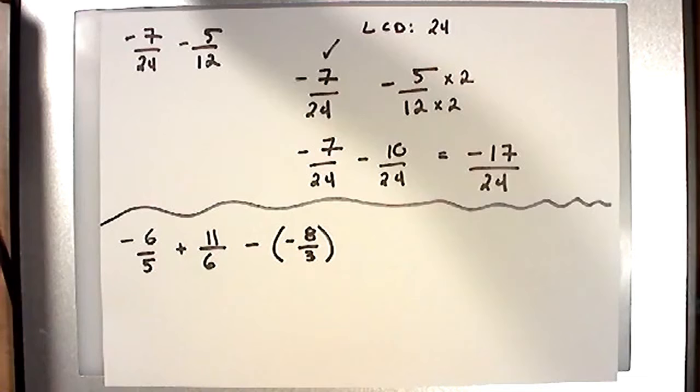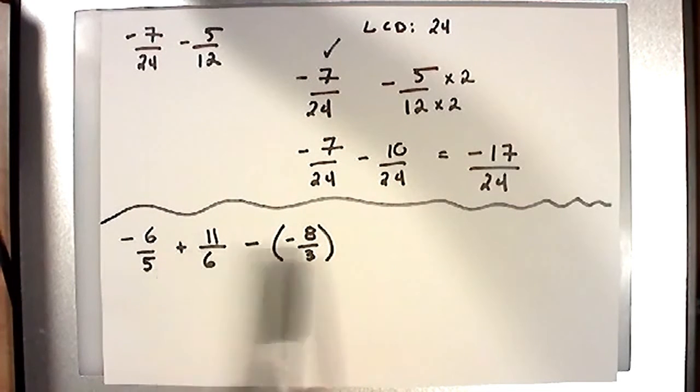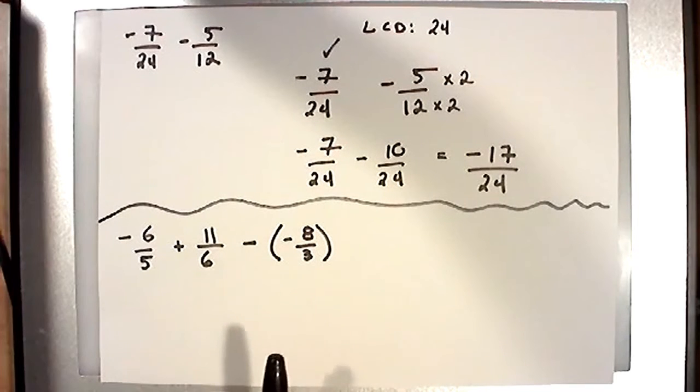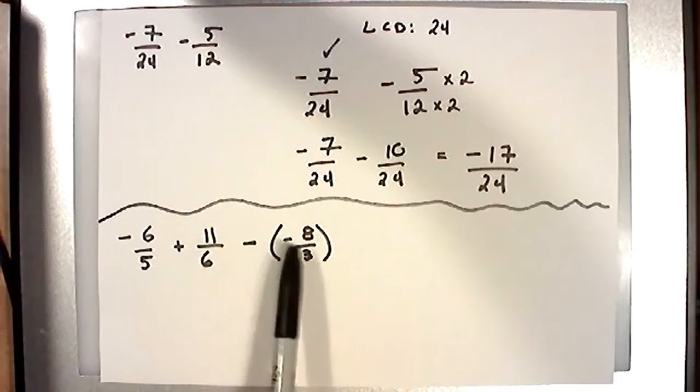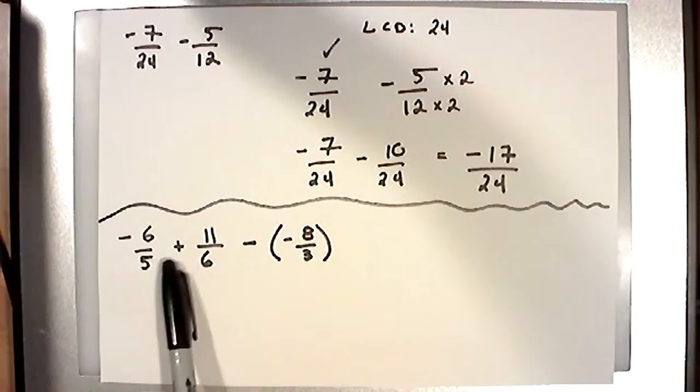So take a look at this one: -6/5 plus 11 over 6 minus -8 thirds. There's a couple ways to approach a multiple fraction problem. You can do the first 2, get whatever you get out of that, and then take this one on. The problem with that is you're going to be finding a common denominator, cleaning that all up, then finding another common denominator, so you're basically doing 2 problems. I personally like to do all these at once.